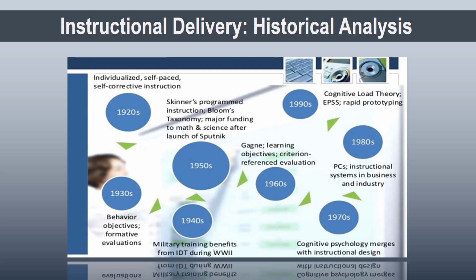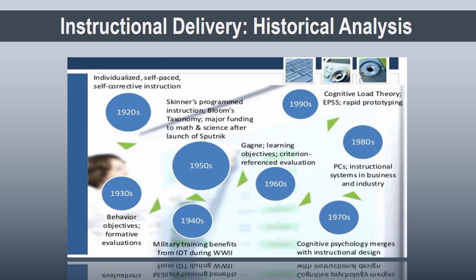Then in the 1950s, there was a famous educationist called Skinner. He programmed the instructions. Bloom's taxonomy came into the picture, with major funding for maths and science after the launch of Sputnik. In the 1960s, people started defining learning objectives, and criterion-referenced evaluation started coming in.